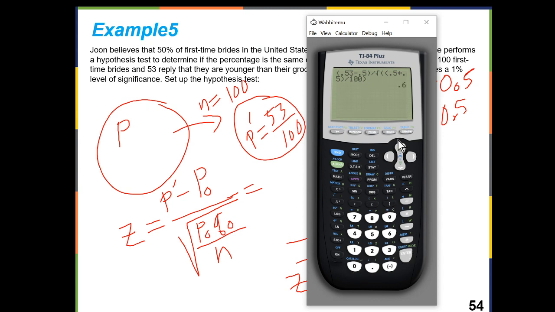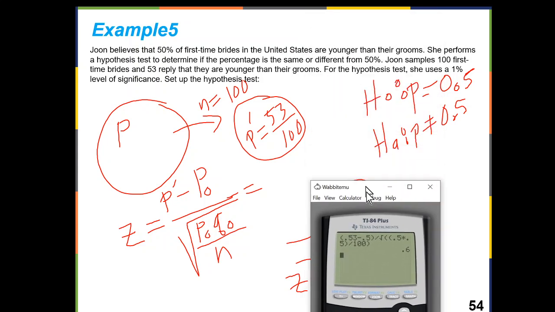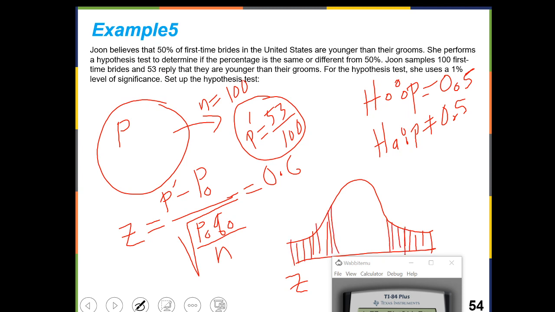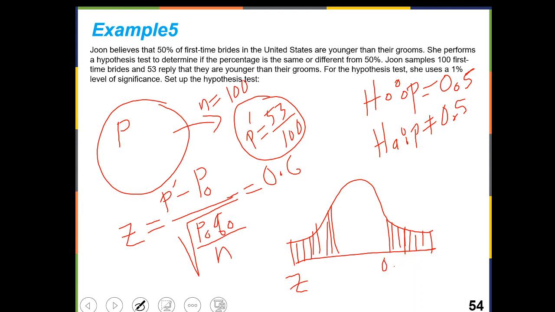And that's it. So it's 0.6. So this number is 0.6. So this is 0.6. Now we have to take that number. Remember, this is a two-tailed test, right? So we have to put that 0.6, which is actually a big area. So that's 0.6, and this is negative 0.6.